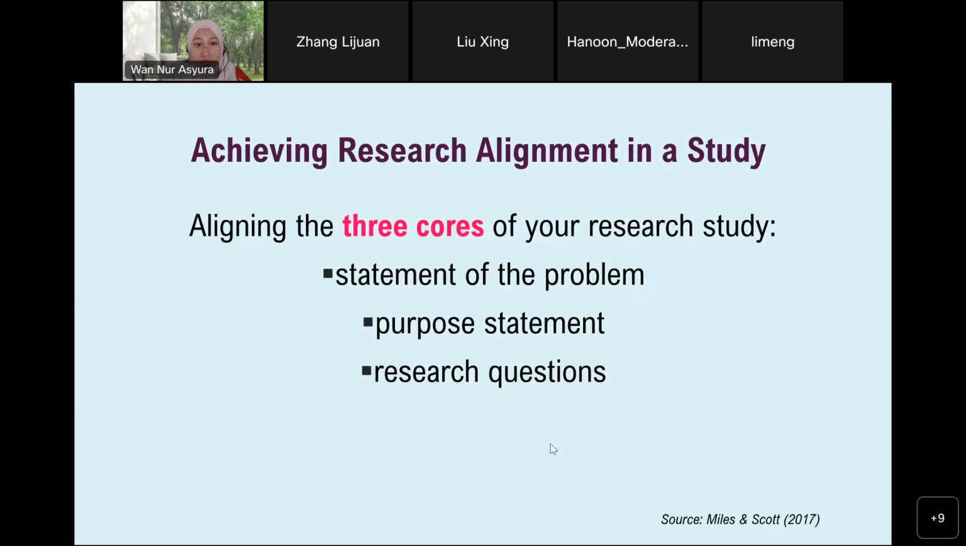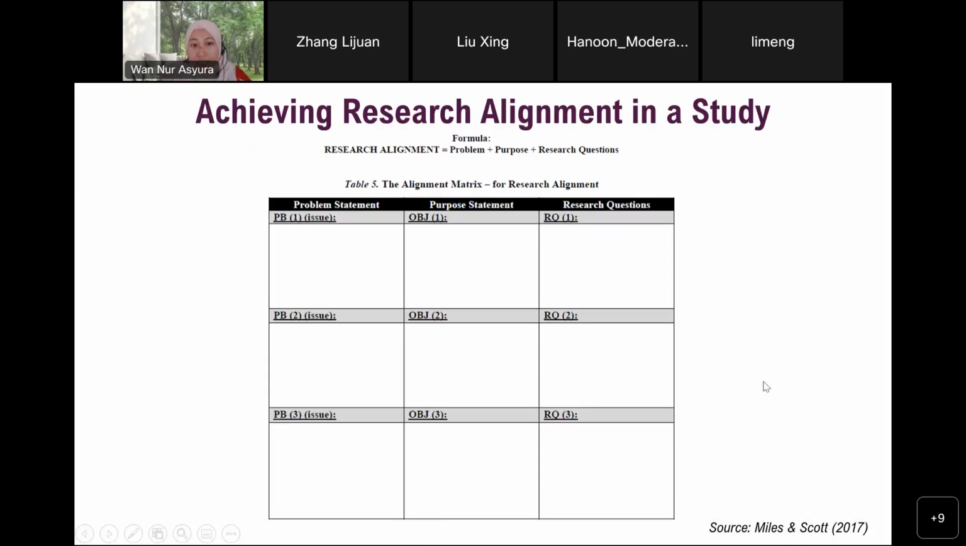I'm not going to dwell more on this, but again, I am providing you with a template where you can start realigning your study. I will provide you with an article that talks in detail about achieving research alignment in a study. Okay, so here you list down your problem statement, then the purpose statement and research questions.